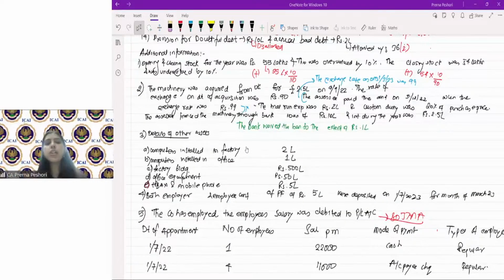Okay. How about the additional depreciation? What about the additional depreciation? Whether you will get additional depreciation on computers installed in the factory, the rate of depreciation is going to be 40%. But what about the additional depreciation?